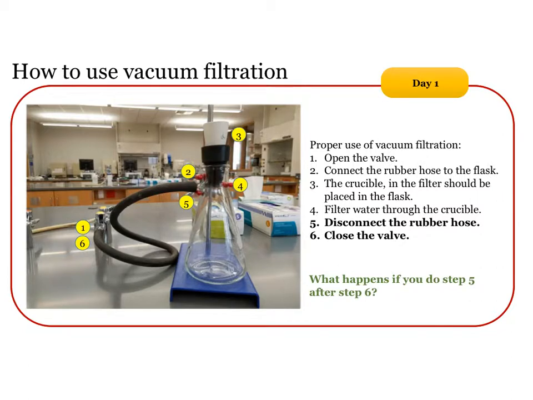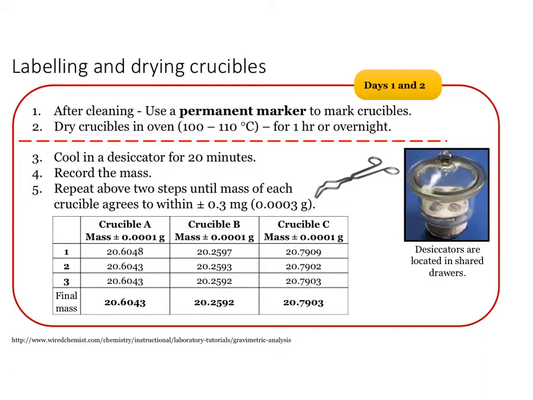Also, make sure you rinse the crucible with large amounts of DI water after each cleaning step. After cleaning, use a permanent marker to mark crucibles, or you can put the 3 crucibles in a large beaker and put it in the oven for the next lab. Don't forget to label the beaker. Steps 3 through 5 are for the next lab after your crucibles are dried in the oven.